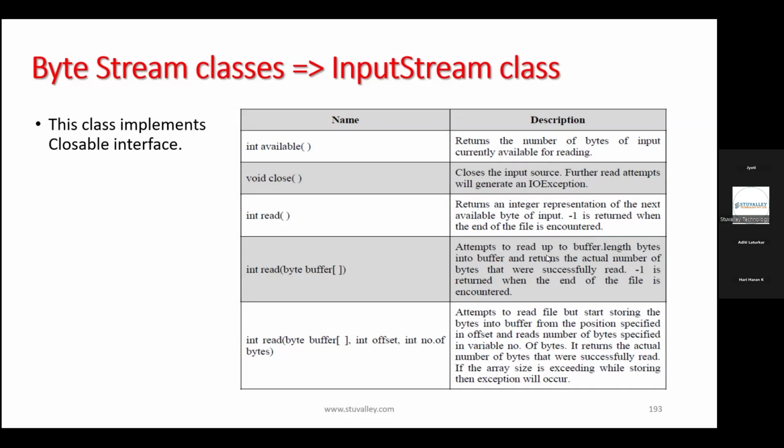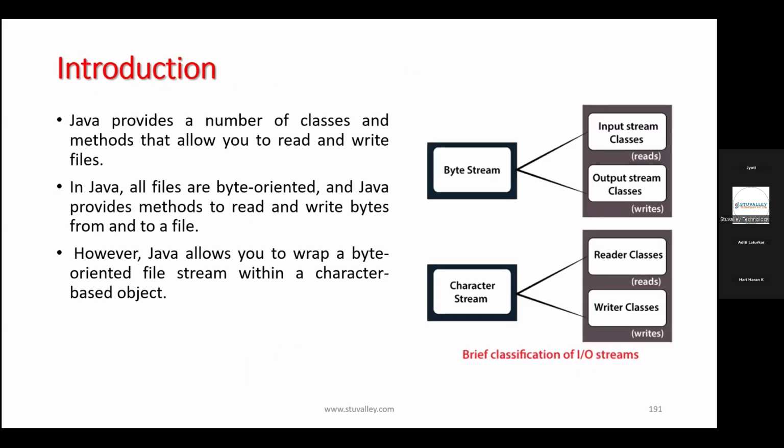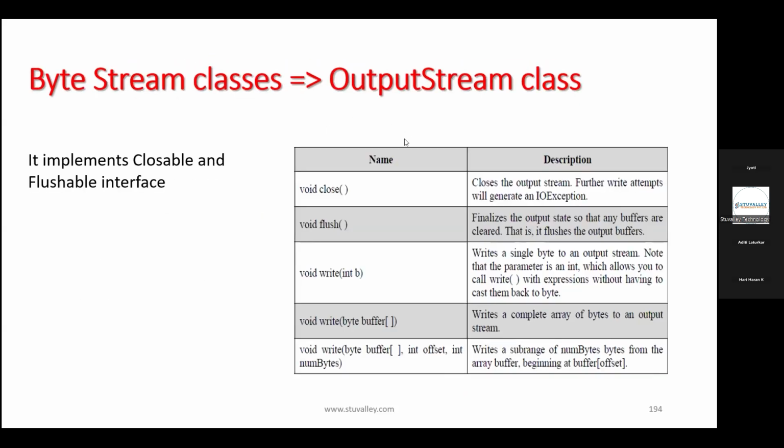In the last session, we started with the file handling concepts, and we have seen there are two different types of streams which we can use for file handling. First one is the byte stream. From byte stream, we have already completed the input stream class, that is the FileInputStream class. We are going to see today the output stream classes. From output stream, the different classes which we are going to use for writing data into a file or appending data into a file. We are going to see the FileOutputStream class.